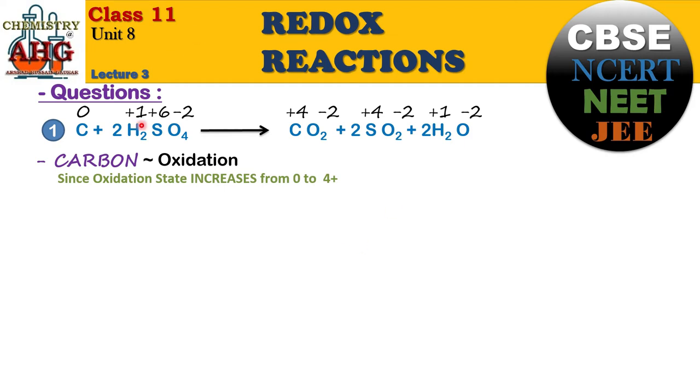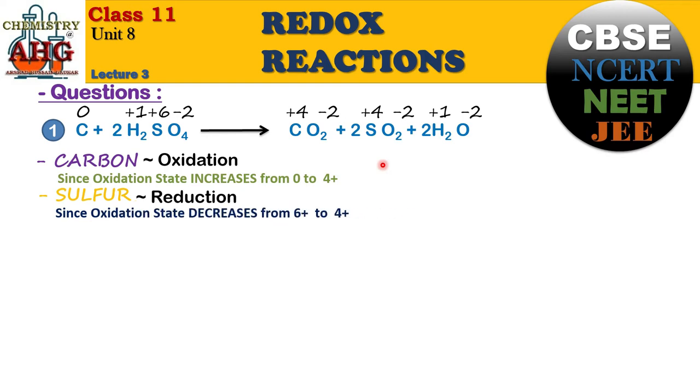So let's see. Look at hydrogen, its oxidation state before the reaction is positive 1, after the reaction positive 1, no change. Sulfur, its oxidation state before the reaction is positive 6, after the reaction positive 4. So what you can see, the oxidation state of sulfur has decreased. Whenever the oxidation state of an element is decreased, that element undergoes reduction. The reason you can write down: since its oxidation number is decreasing from positive 6 to positive 4. Now if you look at oxygen, before the reaction negative 2, after the reaction it is negative 2.